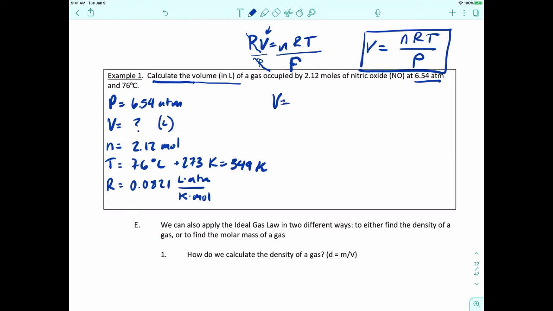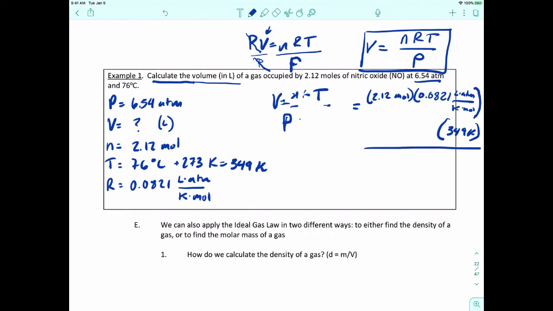So let me write the equation one more time. V equals nRT over P. Okay, so let's pop it in. So N is going to be 2.12 mole. R, that's the universal gas constant, so I'm going to write 0.0821 liter atmosphere over K mole. Okay, I'm going to multiply this by our temperature, which is 349 K, and then divide all of this by the pressure, which is going to be 6.54 atmospheres.